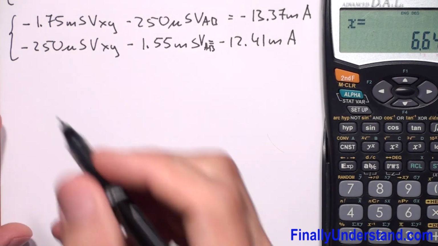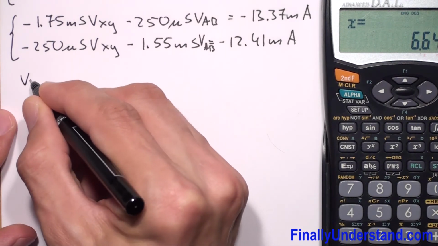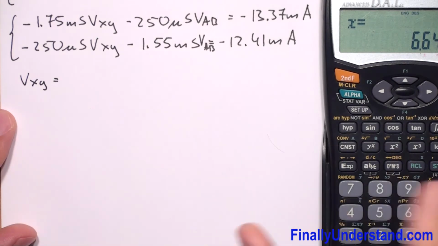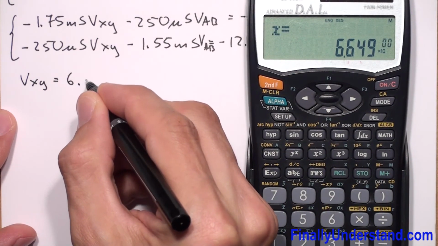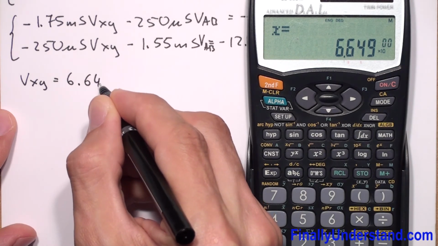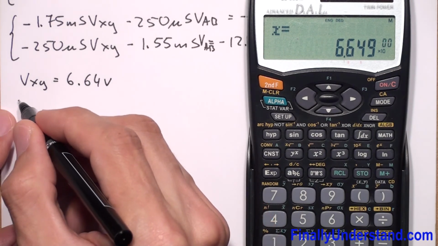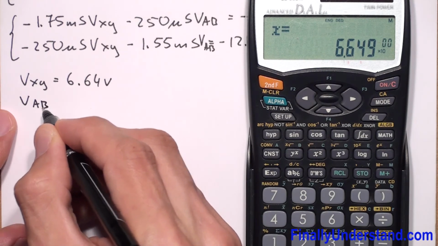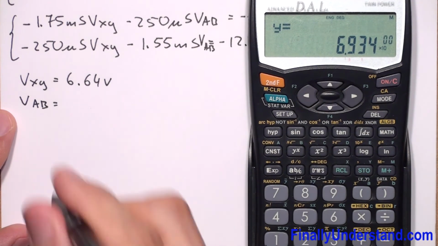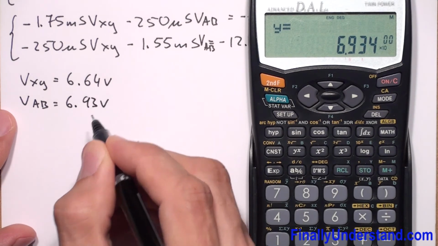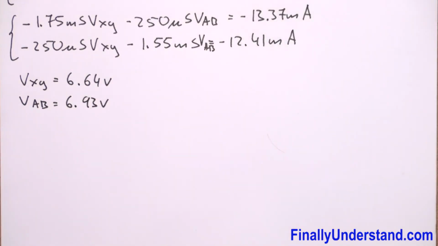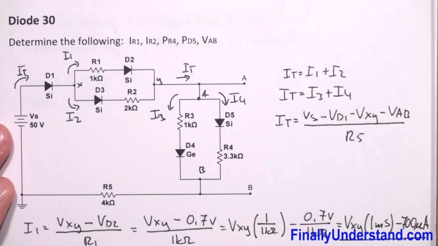Okay, so my Vxy is equal 6.64 volts. VAB is equal 6.93 volts. Okay, so I found the voltages Vxy and VAB. Next, we're supposed to find the value of current IR1.